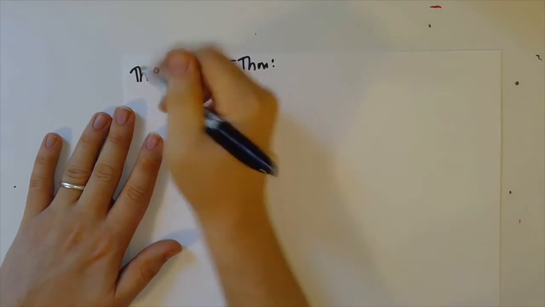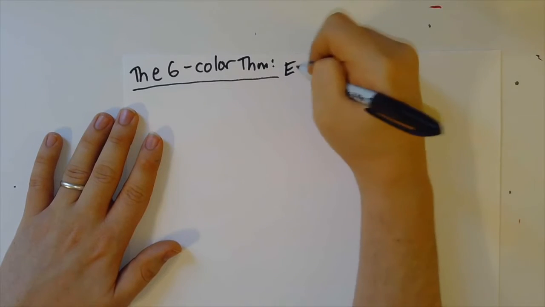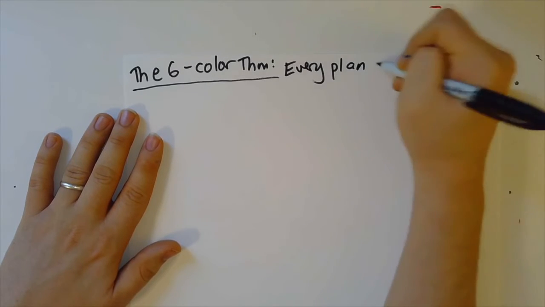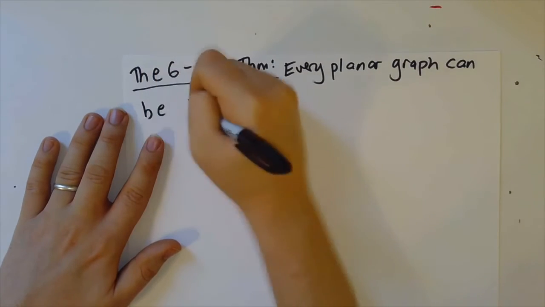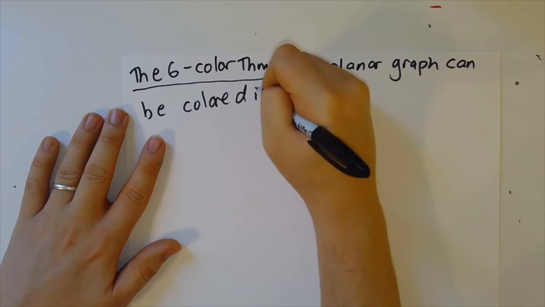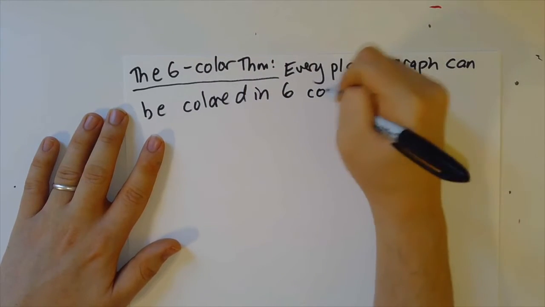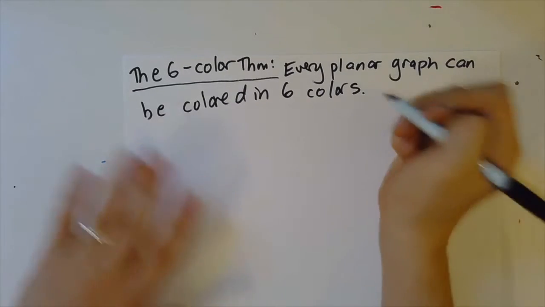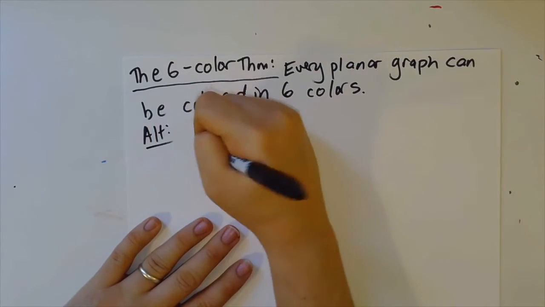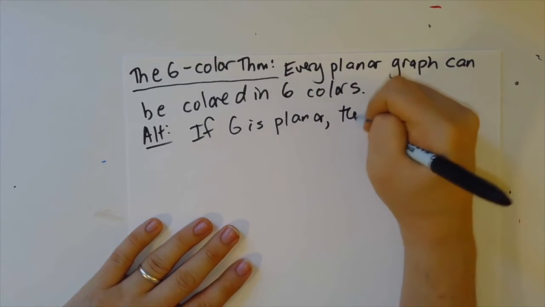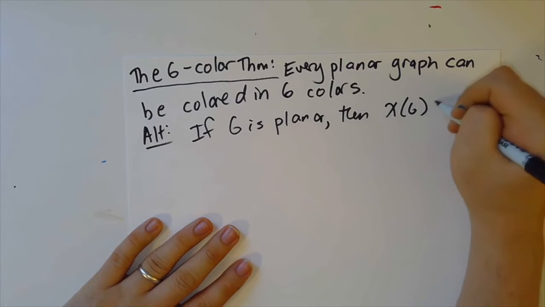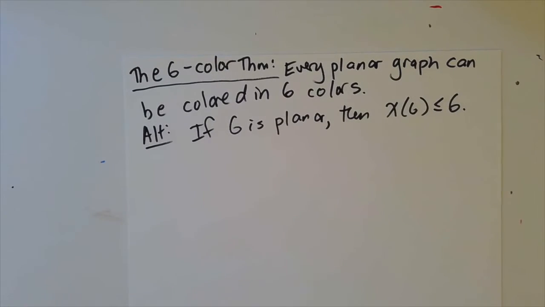Every planar graph can be colored in 6 colors. Or if you want, you could phrase this as: if G is planar, then chi of G is at most equal to 6. Okay, so we have proven this. It's ours.